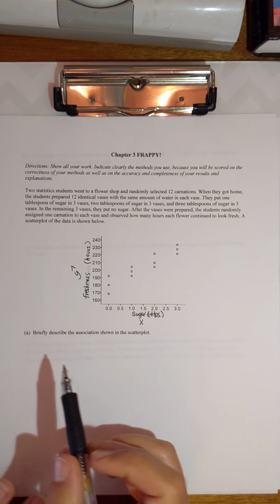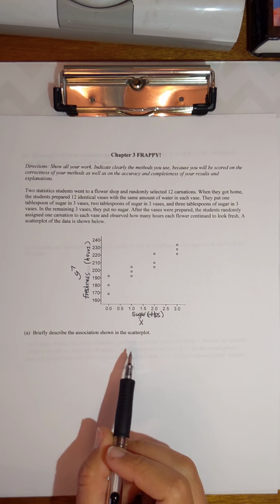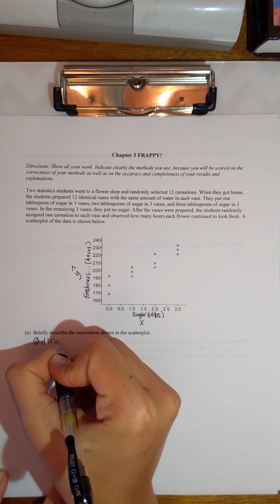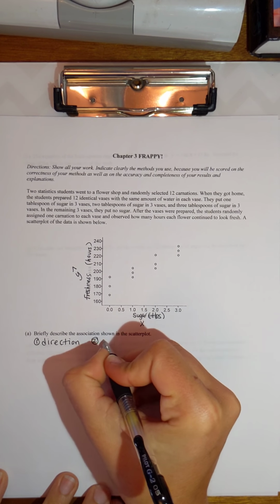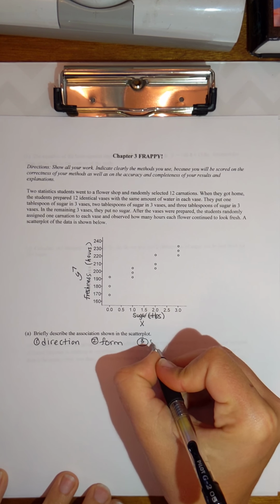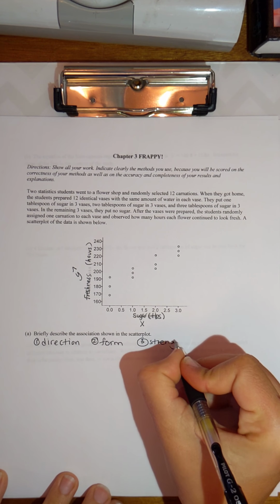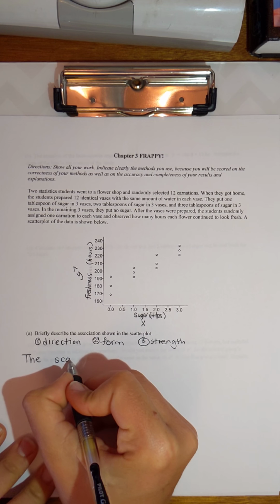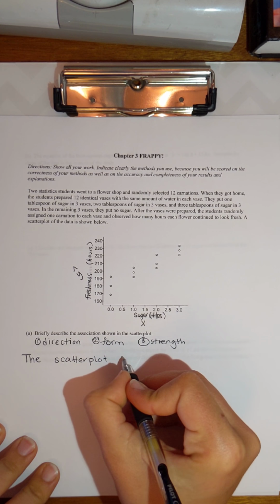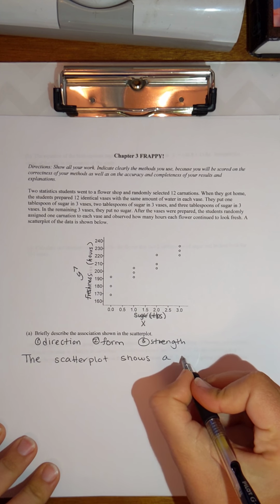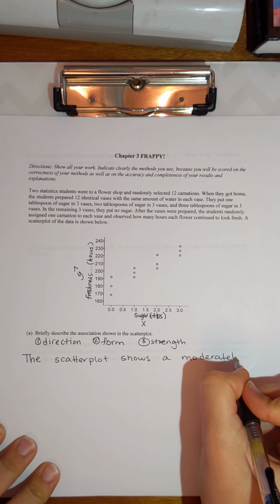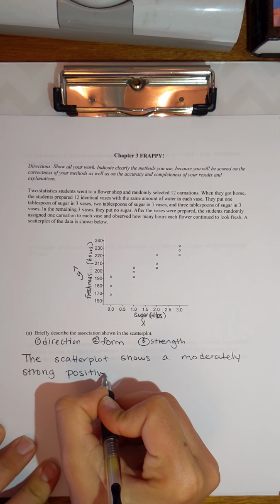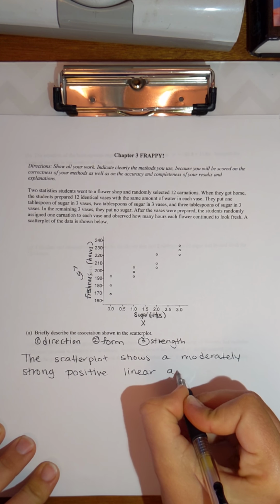So then what we have is the first question: briefly describe the association shown in the scatter plot. Anytime we have association, we always want to think of 3 things: direction, form, and strength. These aren't things that you need to write on yours. It's just a guide. So I would say that the scatter plot shows a moderately strong, positive, linear association.